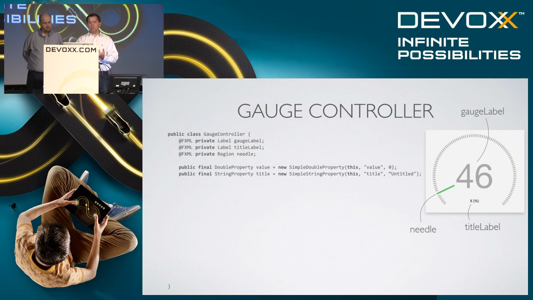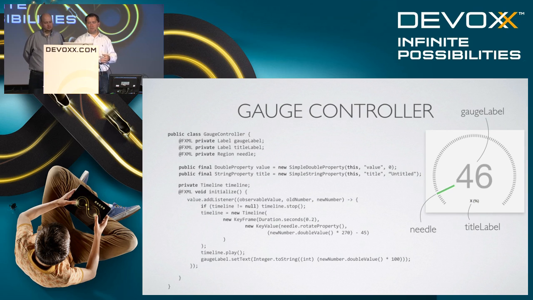Then we've got a couple properties. We've got a value property and a title property. These are the things that we want to allow the rest of our application to modify and manipulate. So that's why they're public. And then we create a timeline because we're going to be doing some animation, so that every time the value changes for the needle, we don't just jump to the right place, we animate to the right place. So then in the initialize method, which is called after this controller has been all injected and ready to go, you're able to access that gauge label, title label, and needle.